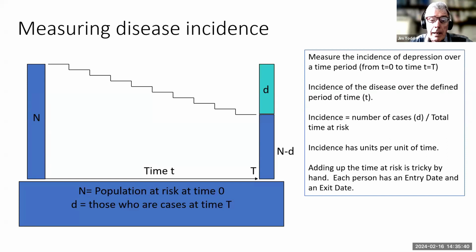The tricky thing about incidence is that we need to add up the time at risk for each person. Because each person will have an entry date when they come into the study, and they'll have an exit date when they exit the study. But that exit date and that entry date may differ from one person to another. And so we need to be able to take into account the different entry dates and exit dates that we might have. The other thing is that some people might exit the population without experiencing the disease, in which case we'd call that censoring.